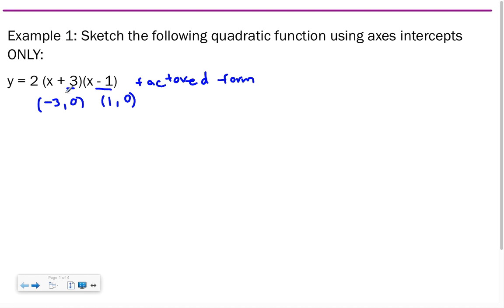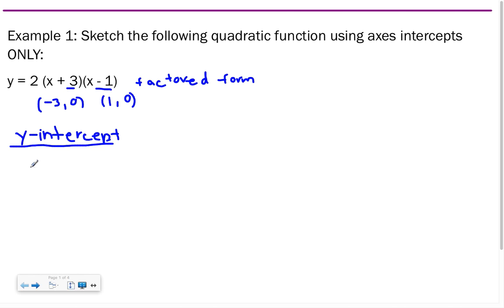And the question is asking us to sketch the following quadratic function using axes intercepts only. So we already have our x-intercepts without doing any work at all. We've got an x-intercept at (-3, 0) and an x-intercept at (1, 0). Now the other axes intercept that we have to be concerned with is our y-intercept, the point at which this parabola is going to cut through the y-axis.